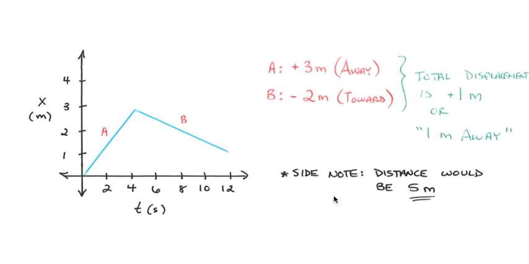Just as a side note, realize in this case, if I had asked for the distance, the answer would be 5 meters because we would ignore these directional components and we would just add 3 and 2. So this is where the displacement and the distance start to differ. Okay, so direction becomes very important. You have to keep in mind whether the object is moving away from where it started or back towards where it started.